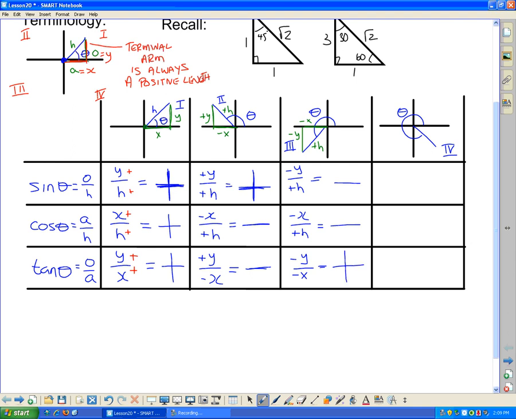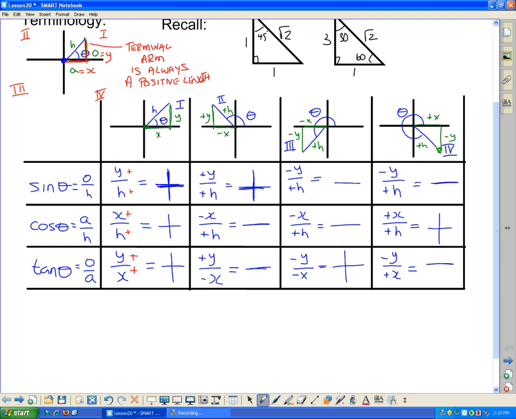All right. Finally, when we look at the fourth quadrant, I will need a positive x value, but I need a negative y value to get to the end of the terminal arm. Hypotenuse still positive. So we would have negative y over positive hypotenuse, so sine would result in a negative value. In quadrant 4 with the cosine, you would have positive x over positive h. Resulting value is positive. And finally, negative y over positive x is a negative value.